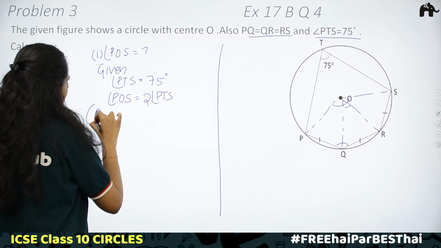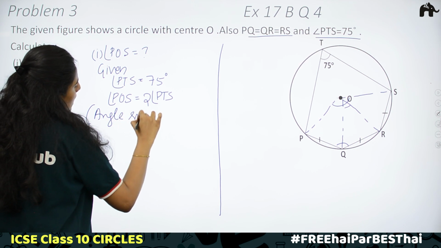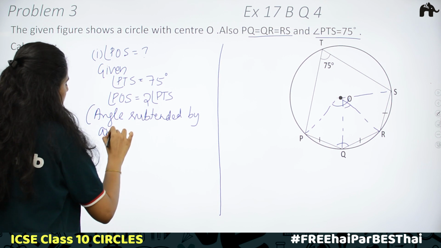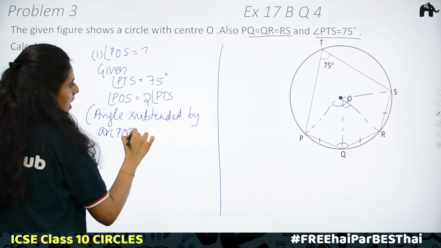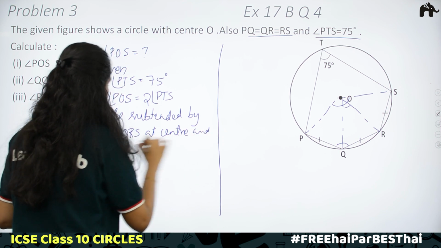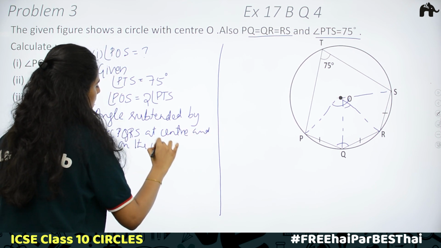What is the reason? Angle subtended by arc PQRS at the center and on the circumference of the circle.